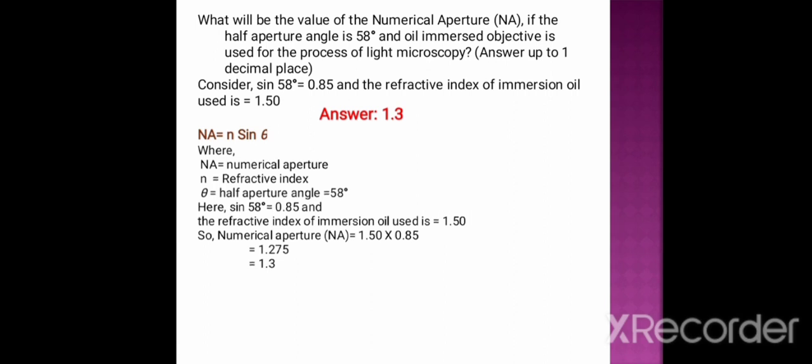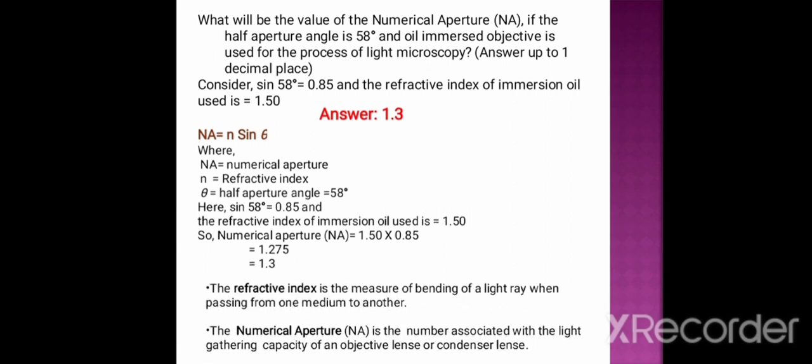Now let's discuss the refractive index and numerical aperture. The refractive index is a measure of bending of a light ray when passing from one medium to another, whereas the numerical aperture is the number associated with the light gathering capacity of an objective lens or condenser lens.